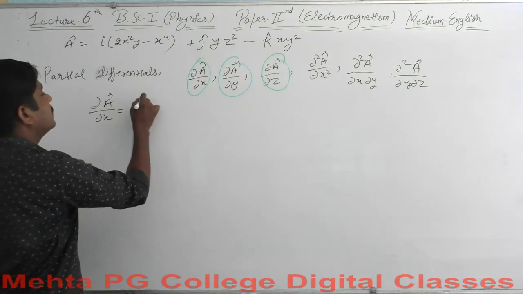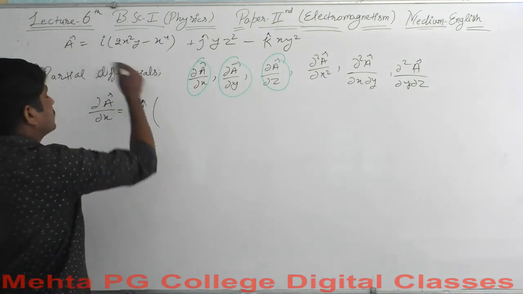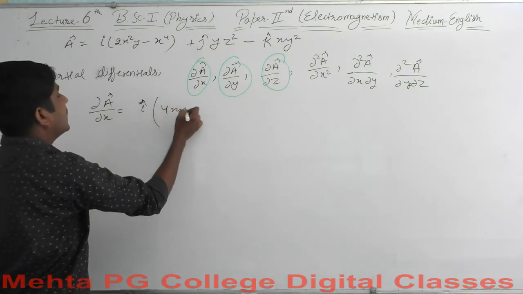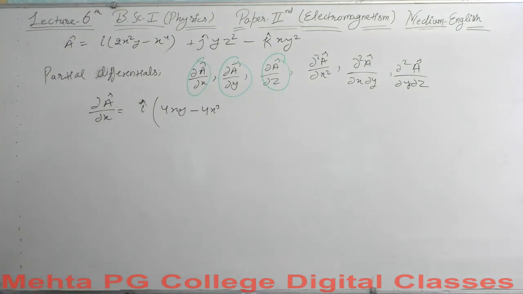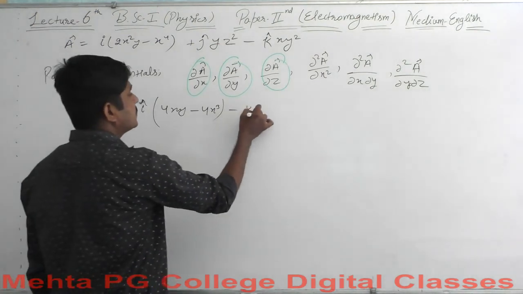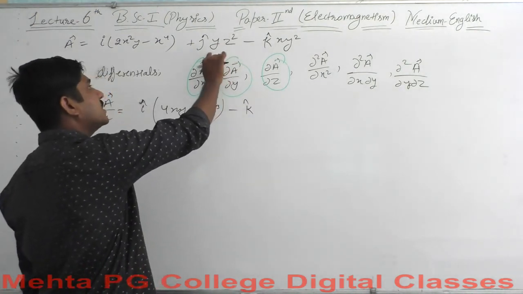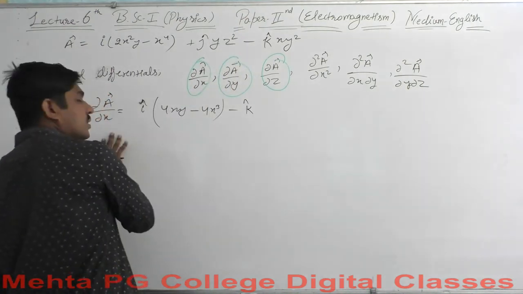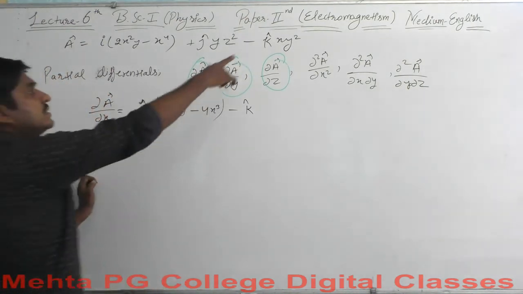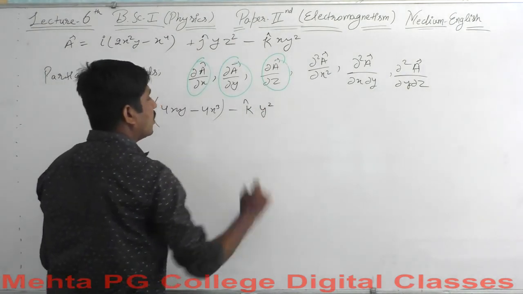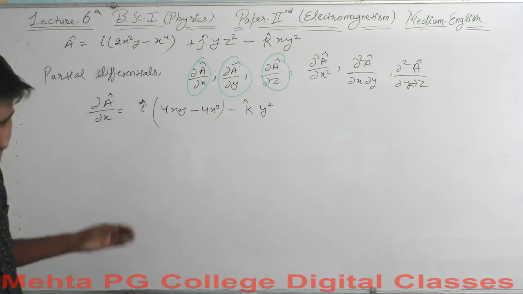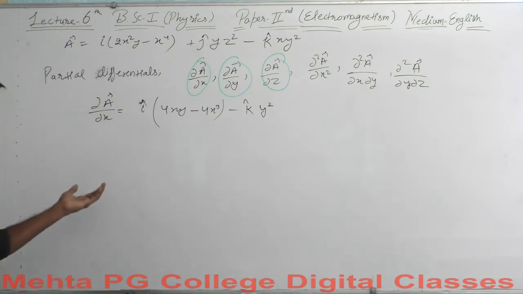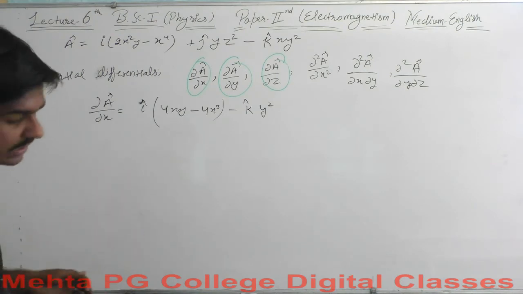i cap 4xy minus 4x raised to power 3. This will exist. Okay, let's go further. Minus, this will not exist because all the components are y or z only, so there will be no component changing along the x axis. So this is k cap y square. This is ∂/∂x, y minus x square, k cap y square.